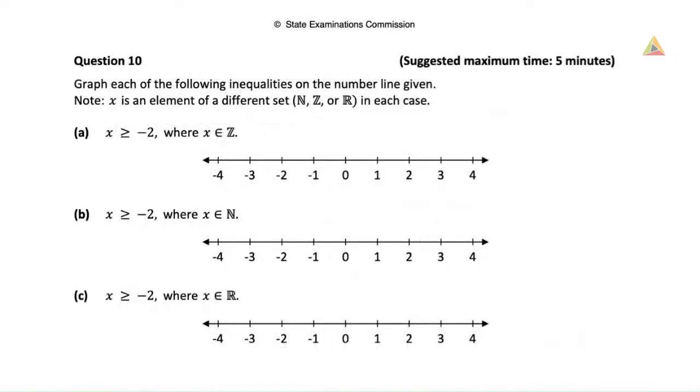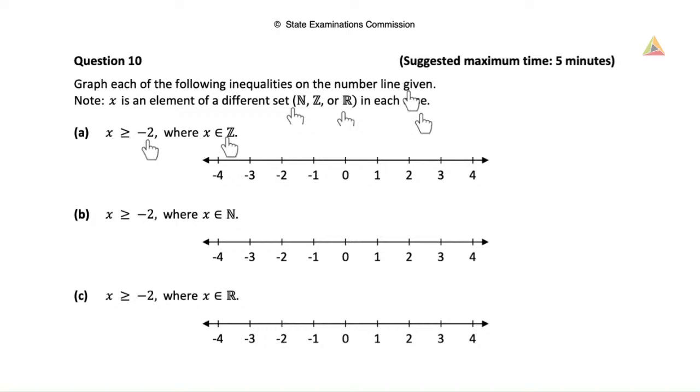Okay, so the last question this evening, we're going to look at an inequality question from an exam paper. So, graph each of the following inequalities on the number line given. Note, x is an element of a different set N, Z or R in each case. So we know N is natural numbers, Z are integers and R are real numbers in each case. So for this first one, A, x is greater than or equal to minus 2. x is an element of Z.